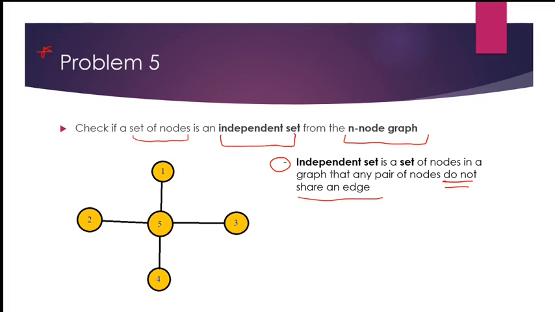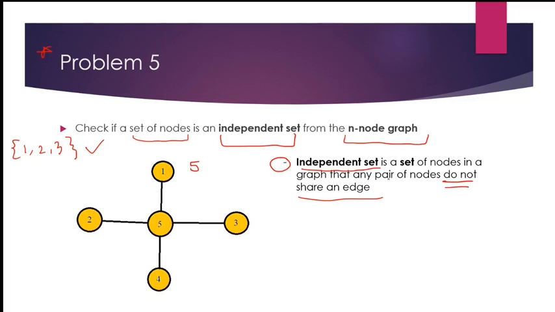So what do I mean by that? Let's have some examples for you to see what's going on. Let's say I have a set 1, 2, and 3. Before that, you have to make sure it's a subset of nodes that can be generated from the n-node graph. So this graph right here is actually the 5-node graph, and 1, 2, and 3 are also inside this graph. Therefore, this is a valid subset of nodes. Now let's check if it is an independent set.